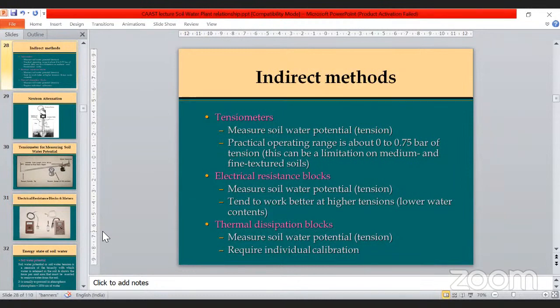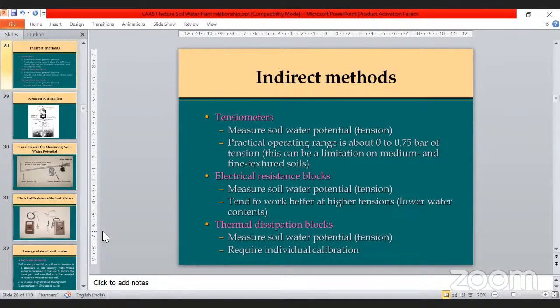The electrical resistance blocks are there. Generally, to measure moisture availability, they put resistance blocks into the water reservoirs or the soil, to measure the soil water potential.